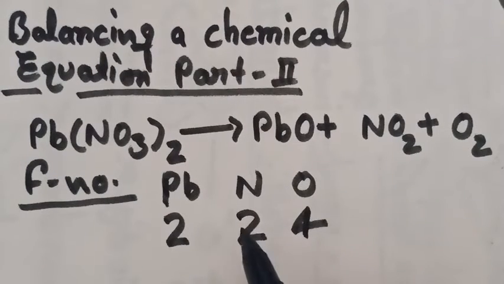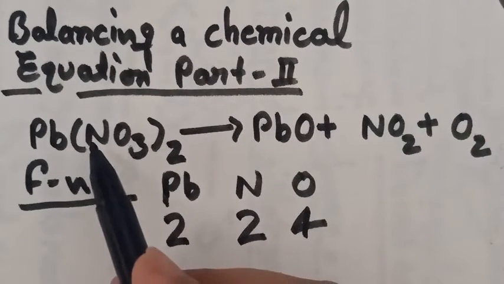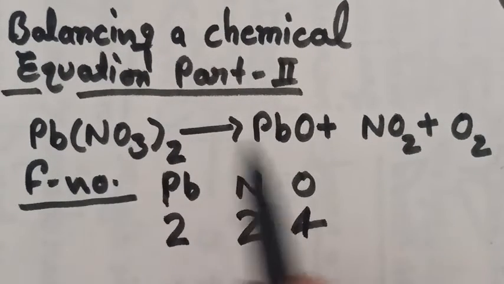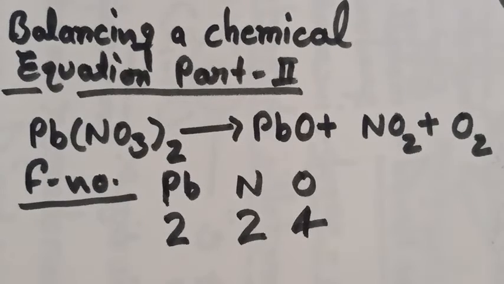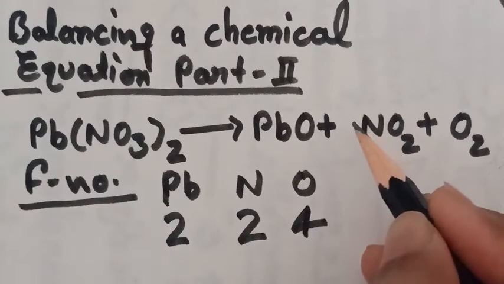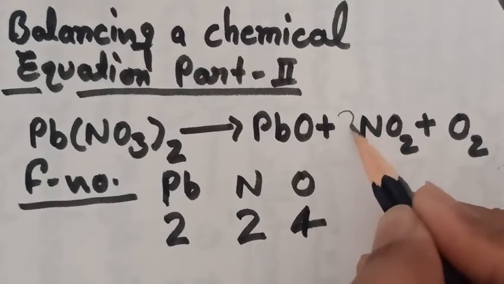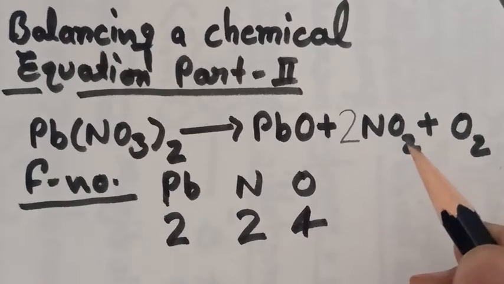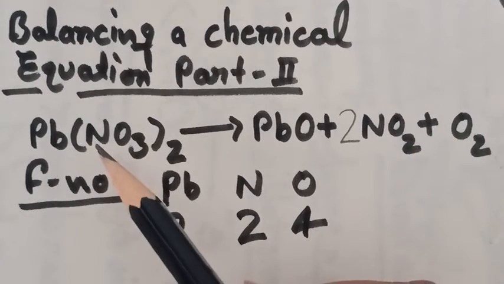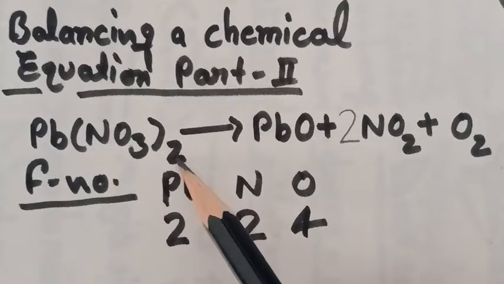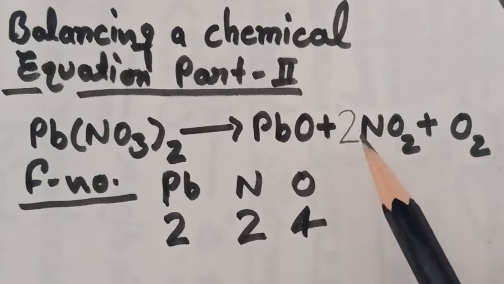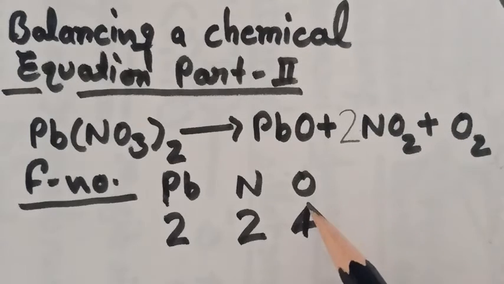Now move to nitrogen. Here nitrogen is 2, and this side 1. So student, on this side we have to multiply the nitrogen dioxide with 2. So the nitrogen on this side is 2 and this side also 2. Nitrogen is also balanced. Now count the oxygen.